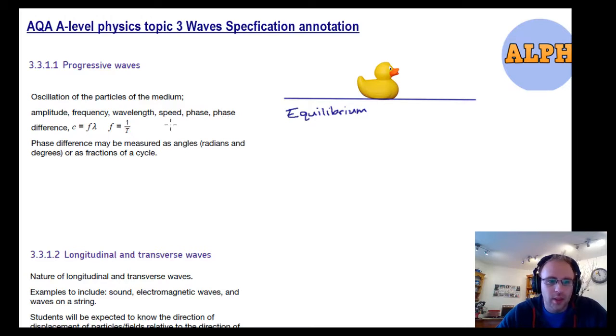So the top of the specifications, we've got progressive waves.